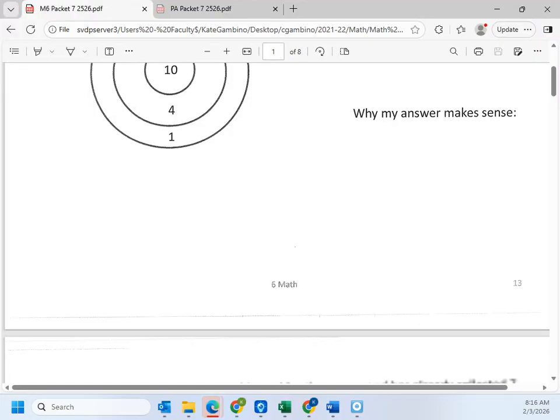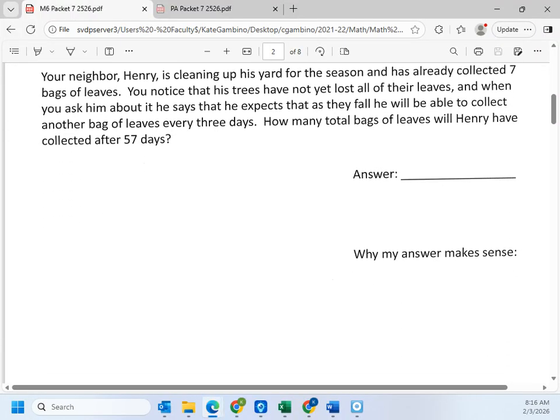All right, next page. Your neighbor Henry is cleaning up his yard for this season and has already collected 7 bags of leaves. We can't forget that he already has 7 bags. Some of us that have turned in our packet already forgot that he already had 7 bags from the get-go. We have to add those bags on. You notice that his trees have not yet lost all their leaves, and when you ask him about it, he says that he expects that as they fall, he'll be able to collect another bag of leaves every 3 days.